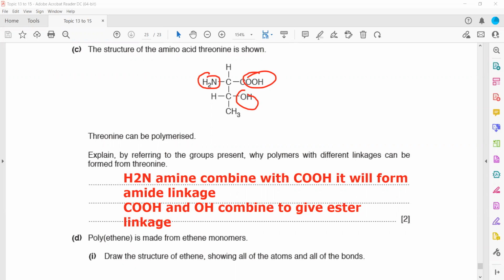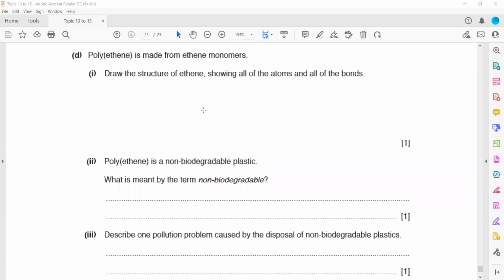Then polyethene is made from ethene as a monomer. Draw the structure of ethene. Show all the bonds and all the atoms. So eth means 2 carbon. We'll draw 2 carbon atoms, and this will have 2 hydrogens. This will also have 2 hydrogens.